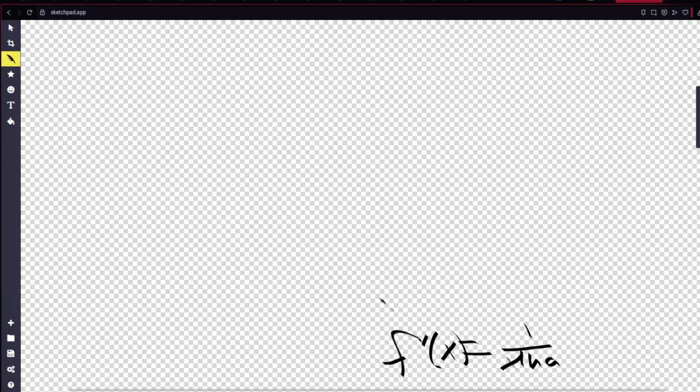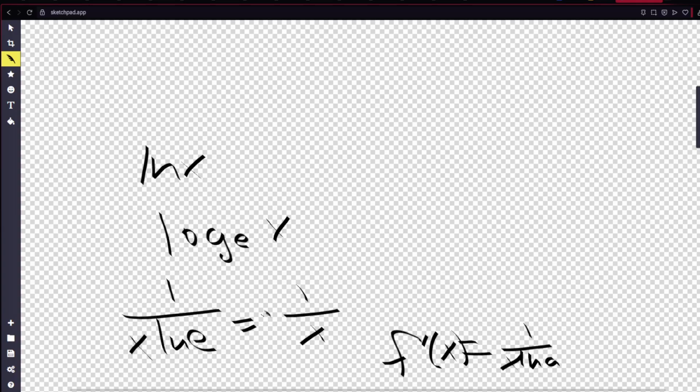So we're going to take this right here and apply it to ln x. ln x is the same as log_e x, so you just apply the derivative, which is going to be 1 over x ln e. ln e is equal to 1, so it's 1 over x, and that's the derivative of ln x.